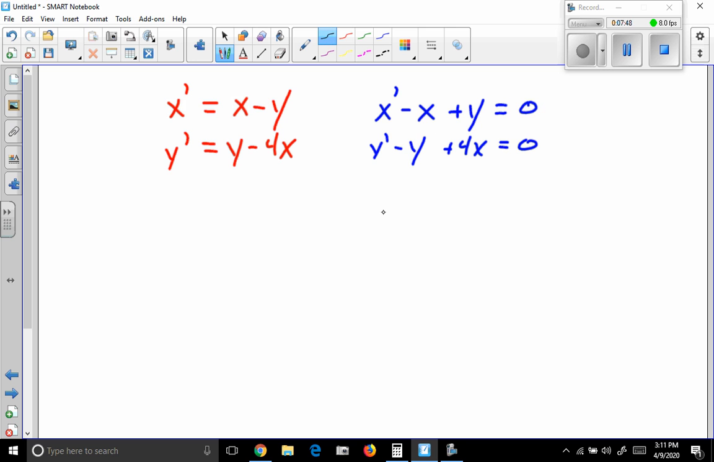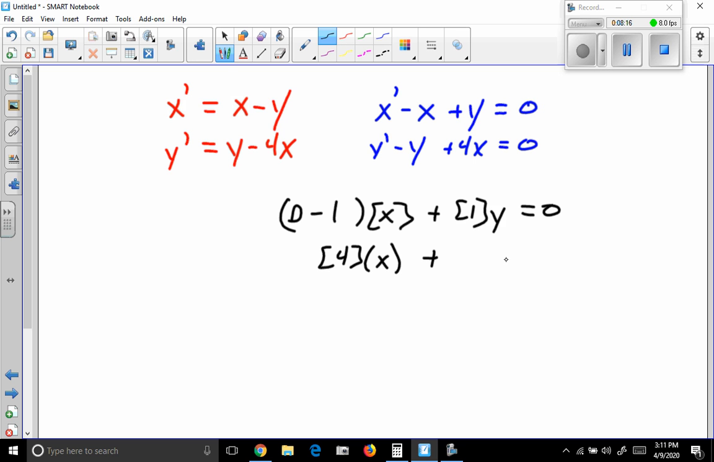So in terms of our variable x, our operators are that we have the derivative of x, and we're subtracting 1 times x. And for our variable y, we just have 1 times that function. For the second equation, for our variable x, we just have 4 times that variable. And for our variable y, our operation is we have our derivative of y, and then we're subtracting 1 times our function.